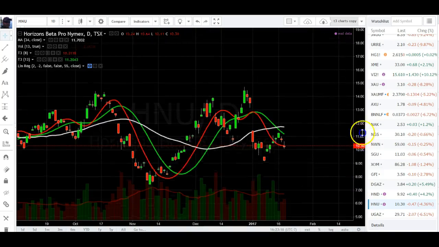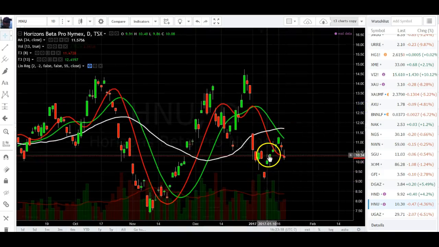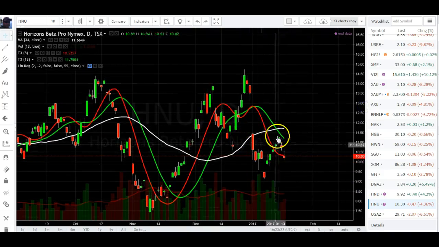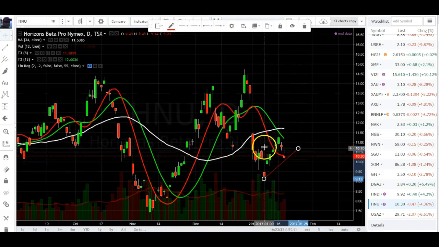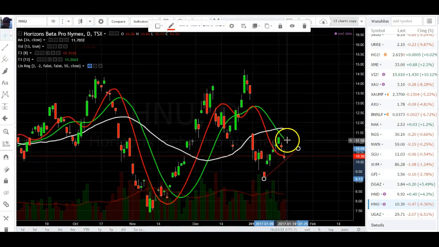The 8 is holding. It cracked the 8 and came back into support. But is that the bearish retracement? Or is that the bottom move with the first opposing point? Time will tell. But I got the 8 and the 13 pointing straight down almost.